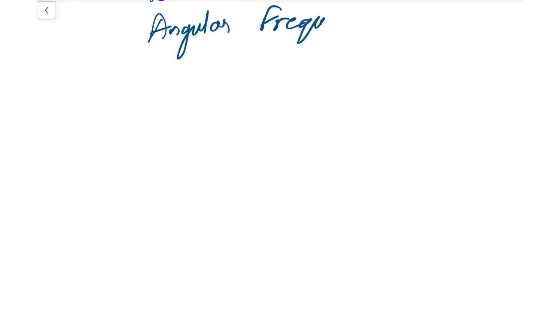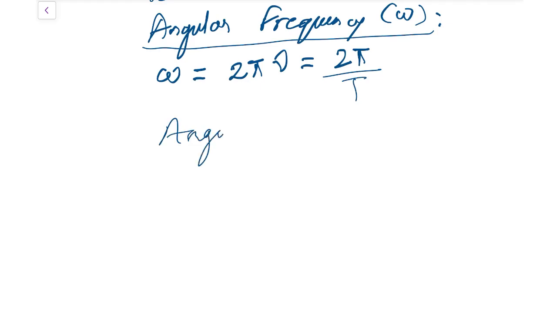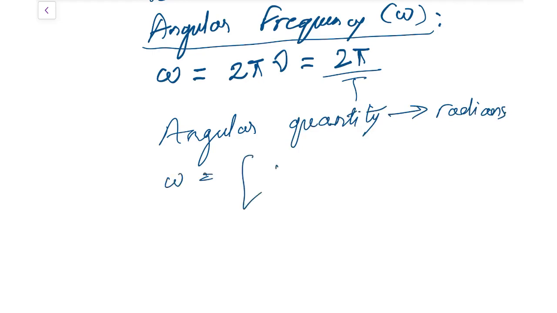Now let's move on to our next topic, which we'll shortly use, which is angular frequency, omega. Angular frequency is defined as 2 pi times frequency, or we can write it as 2 pi over T. Angular frequency represents the rate of change of angular quantity, and angular quantity is measured in radians. So the unit of omega becomes rad per second, since the unit of time is second.